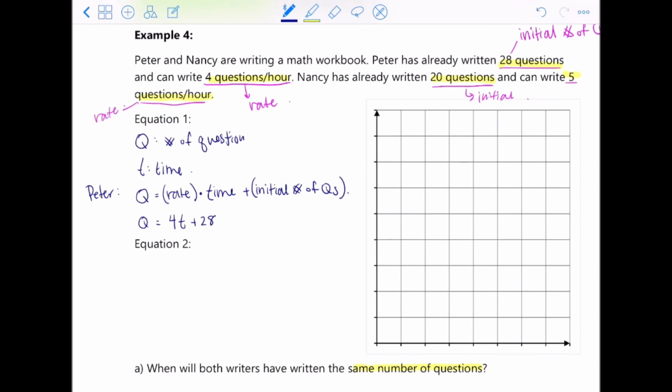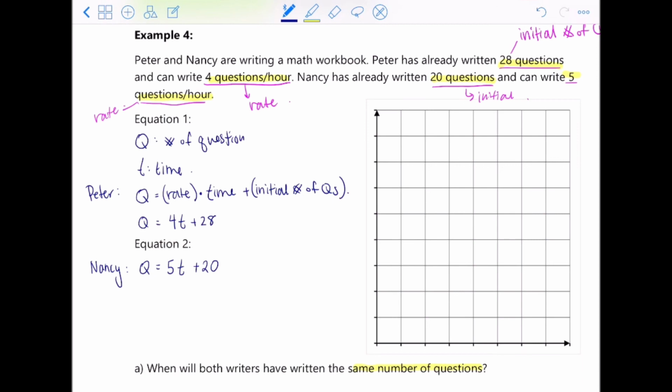Let's look at Nancy's case. So Nancy, we're going to use the same setup. So Q equals the rate that she can write, 5 questions per hour, times T. She's starting at 20 questions. All right, so we have two equations. Same idea as example 4, we're going to graph these lines and then look for the intersection.